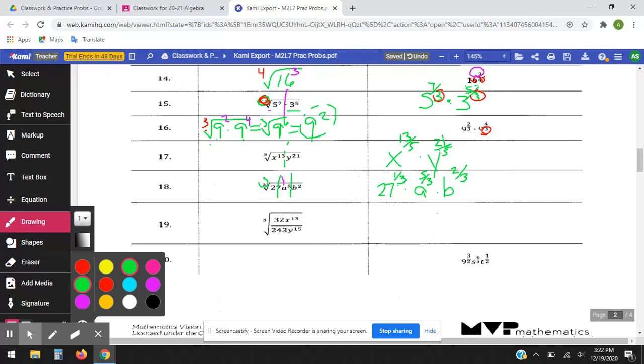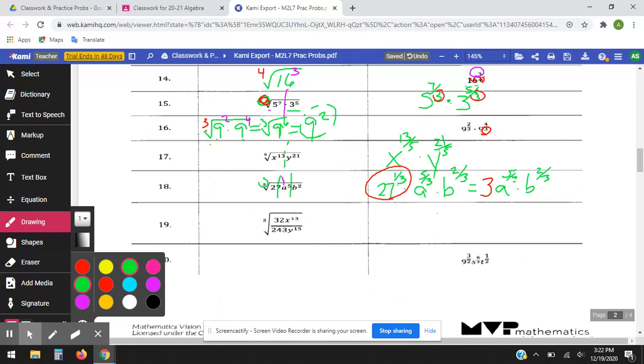Now I can actually simplify this one more time, because 27 to the 1/3 power reduces to 3. The cubed root of 27 is 3. So I can put just a 3 times a to the 5/3 times b to the 2/3. And now that one's simplified.